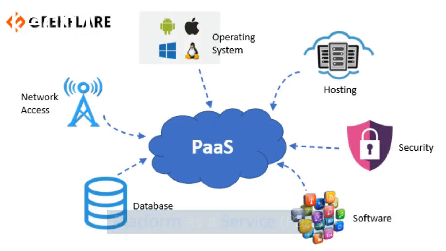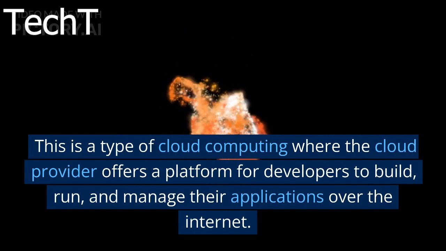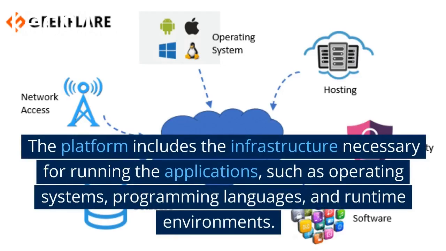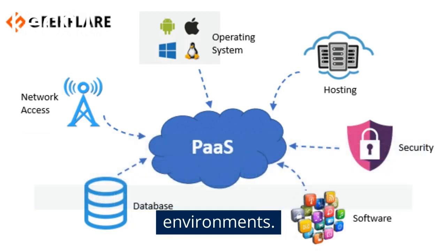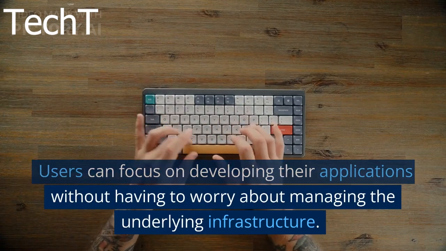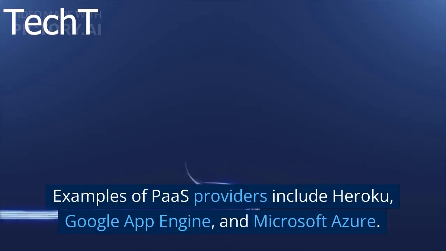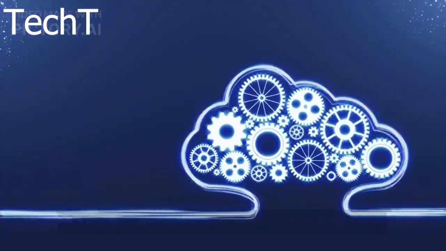Platform as a Service, PaaS. This is a type of cloud computing where the cloud provider offers a platform for developers to build, run, and manage their applications over the Internet. The platform includes the infrastructure necessary for running the applications, such as operating systems, programming languages, and runtime environments. Users can focus on developing their applications without having to worry about managing the underlying infrastructure. Examples of PaaS providers include Heroku, Google App Engine, and Microsoft Azure.